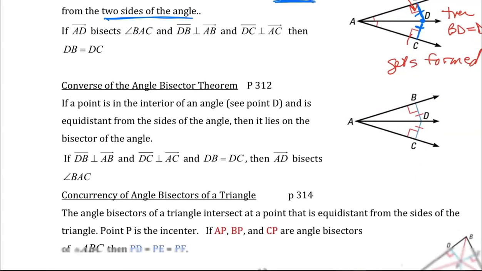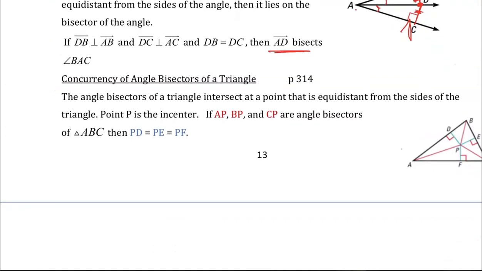Okay, so now let's do the converse. If, when I draw a distance DC and DB, I see that they're both equal, and a right angle is formed here and here, then AD must be an angle bisector. Okay, so that's what the converse says.